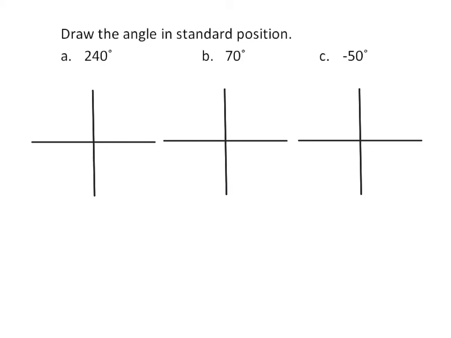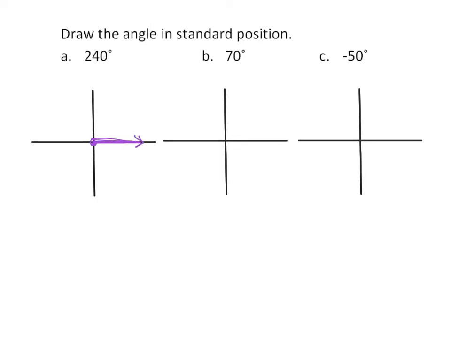Okay, so the first thing we need to make sure we can do is draw a specific angle measure in standard position. All right, so this first one is a 240 degree angle. In order to draw this angle in standard position, the first thing we need is the vertex at the origin, and we need its initial side on the x-axis.